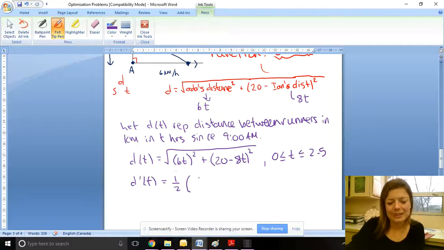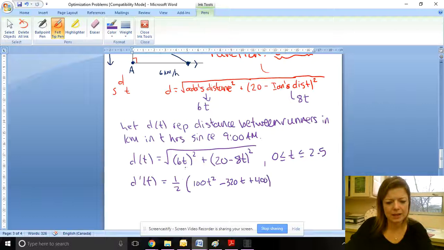So we bring down this half. And when you expand this, sorry, I skipped the part where I expand this. When you expand all this, it just becomes 100t squared minus 320t plus 400. So that's just this expanded and collected. Then that's to the minus a half, and don't forget the chain rule. Now we have to do 200t minus 320, the derivative of the inside.